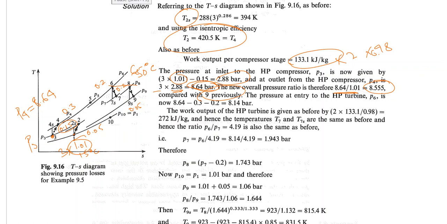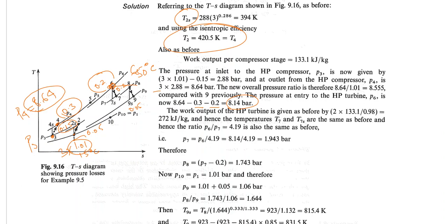Now moving towards state number 6, which is actually the entry of the first stage of the turbine. At the first stage of the turbine, you will be carrying the same, let's say 8.64 here at 6. Now calculating the pressure at this one, we have the pressure losses in the air side of the heat exchanger, in other words the regenerator, and also the combustion chamber. So 8.64 minus 0.3 minus 0.2. So we have the actual pressure of 8.14 bar at the inlet of the first stage of the turbine.